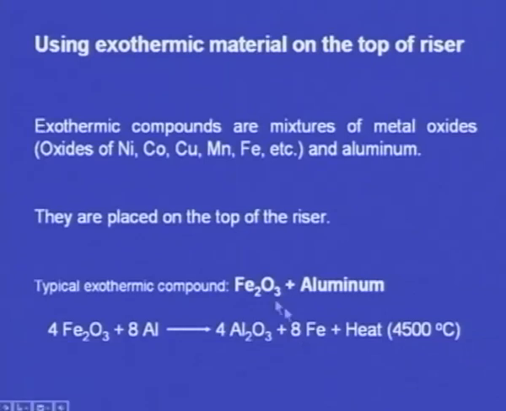And let us see what happens when we place this exothermic material on the top of the riser. And this is the exothermic material mixture, Fe2O3 plus aluminum, and let us see this reaction, and a lot of heat is generated, and because of this heat generated, the metal in the riser will be in liquid state for prolonged time, and if there is any shrinkage cavity in the casting, this liquid metal will be feeding that shrinkage. So, by using exothermic material on the top of the riser, we can prevent shrinkage cavities.